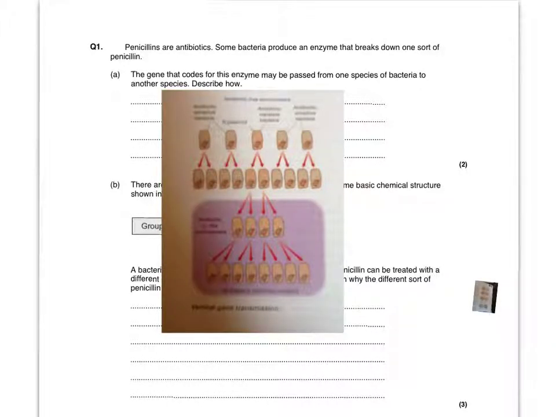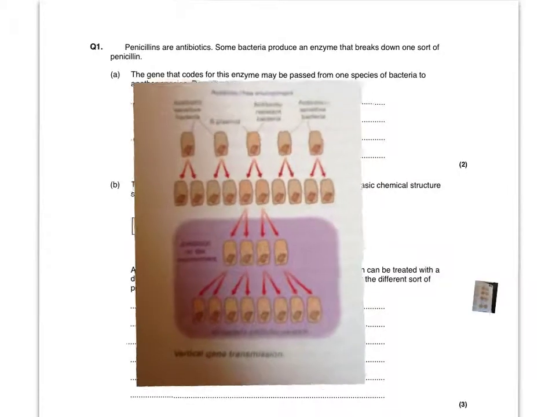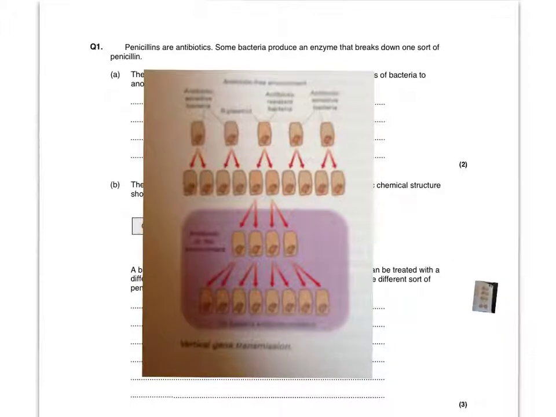There are two types of gene transmission. There is horizontal gene transfer and vertical gene transfer. The diagram you can see at the moment is vertical gene transmission. This is transfer of genetic information, for example antibiotic resistance in bacteria, from one generation to the next, as opposed to horizontal gene transfer.